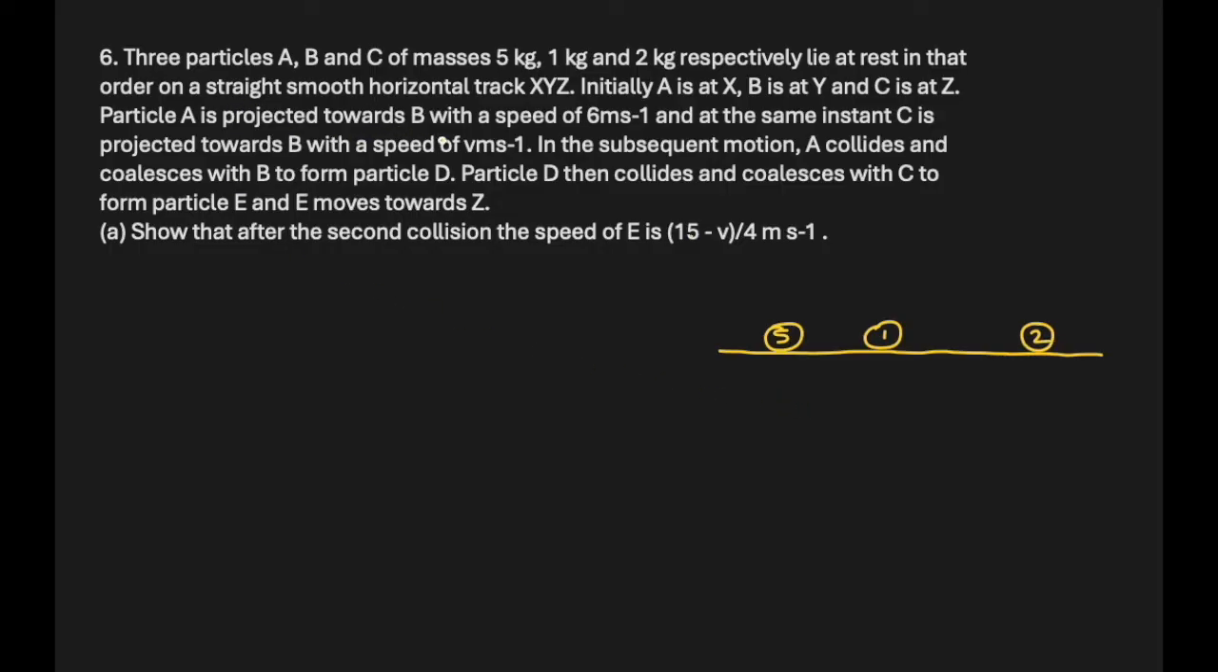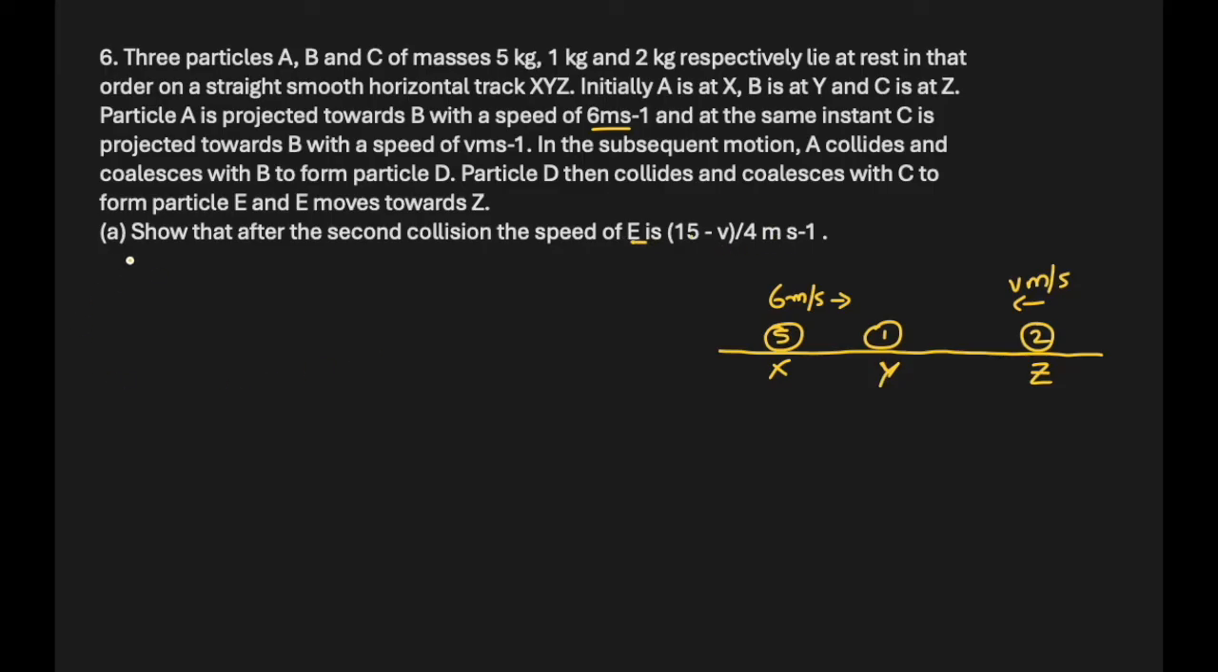Particle A is projected towards B with a speed of 6 meters per second, in this direction. And C is projected towards B at the same instant with a speed of V meters per second. In the subsequent motion, A collides with B to form D, and then D collides with C to form E and move towards Z. So this is Z, this is Y, and this is X position. We need to show that after the second collision the speed of E is this.